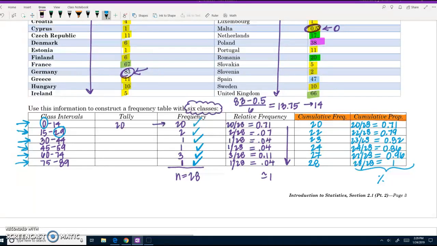So when we go to graph a histogram, we look at the class intervals, and then we graph the frequency or the relative frequency. When it comes to an ogive, what we're going to do is take a look at our lower bounds, so these values here.